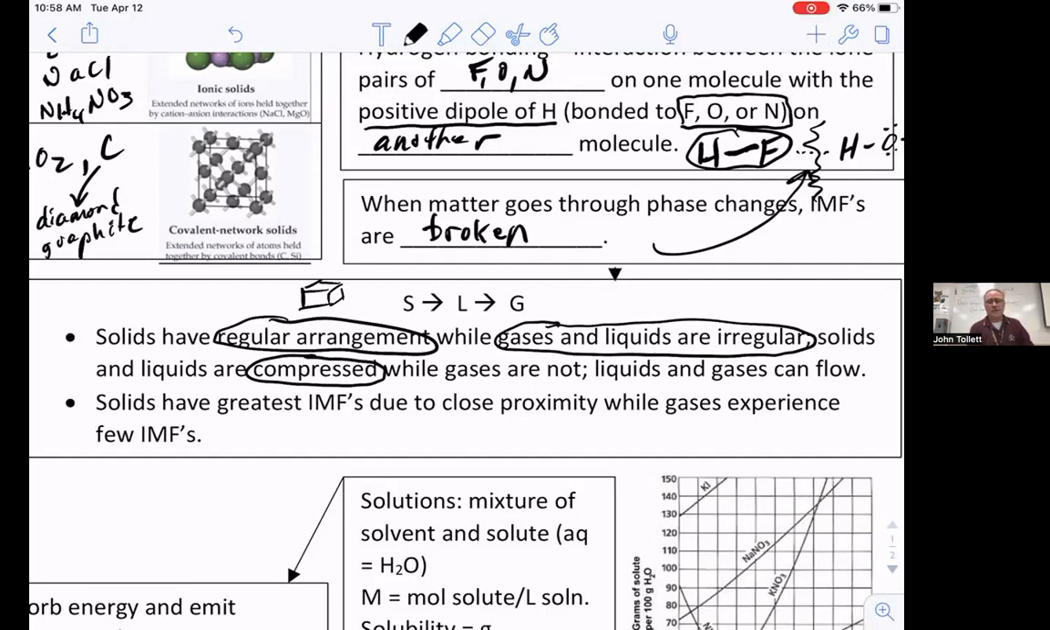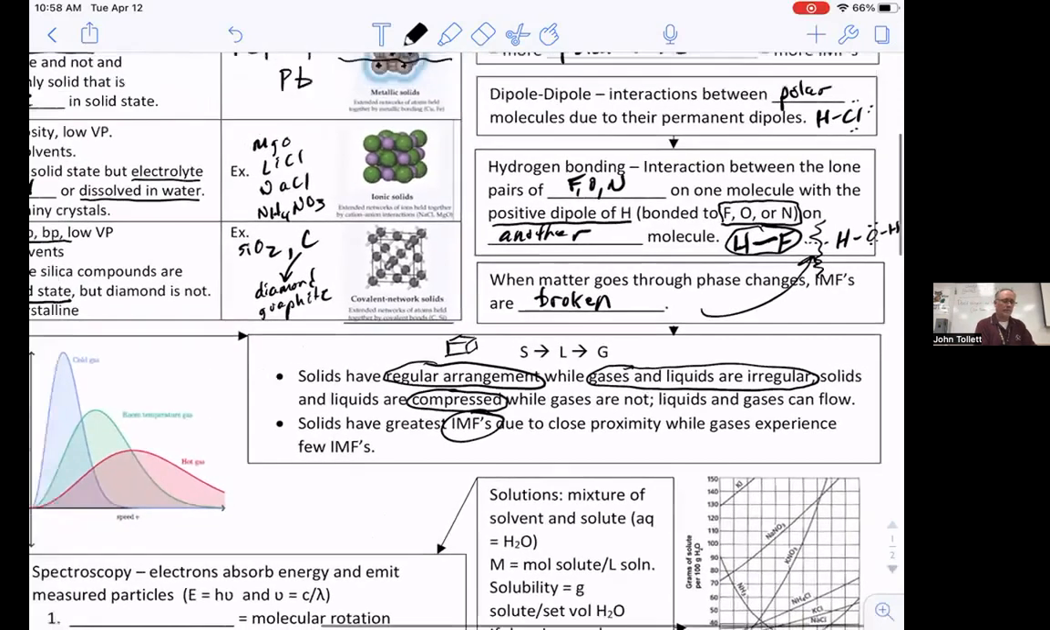Now, if you have a solid that's compressed, it's probably the fact that the solid has gas in between the molecules. Like styrofoam is a solid, but it has quite a bit of gas that's actually packed in there as well. Solids have the greatest IMFs due to the close proximity, while gases experience the weakest. So the greatest IMFs are going to be in the solid form, not in the liquid or the gaseous form.